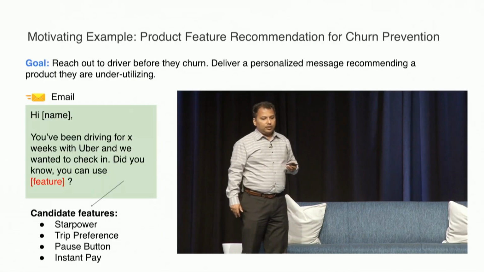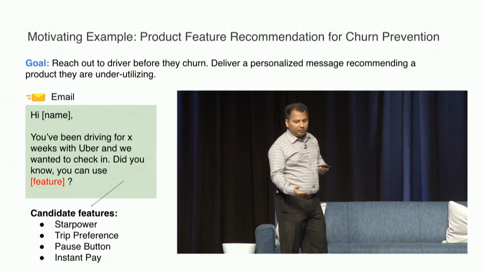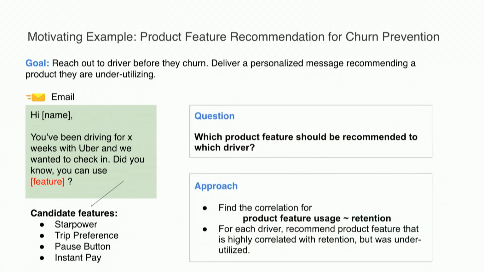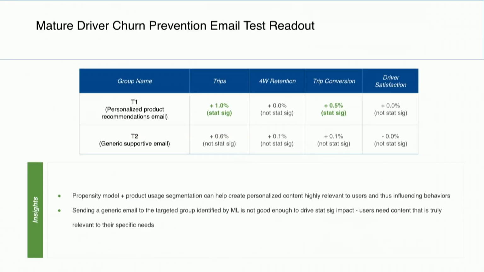But here's an example of churn prevention. You have a personalized email, and you do all these modeling techniques, and you figure out a group of drivers, and you say, okay, what product features should they get? So we recommended this group of drivers certain product features that they should look into. And this is the outcome.